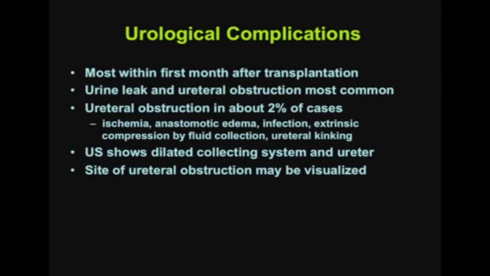I'd like to move on now to a discussion of the urological complications. Most of these occur within the first month after transplantation, with urine leak and ureteral obstruction being the most common. Ureteral obstruction occurs in about 2% of cases, often due to ischemia because of the rather tenuous supply to the distal ureter of the graft. There may be edema at the anastomosis.